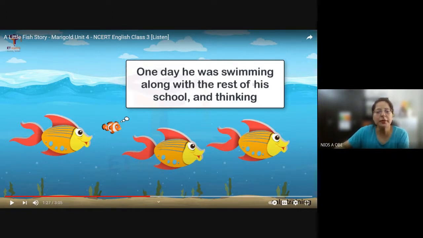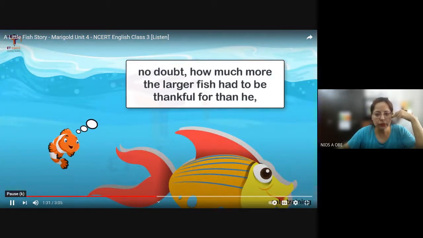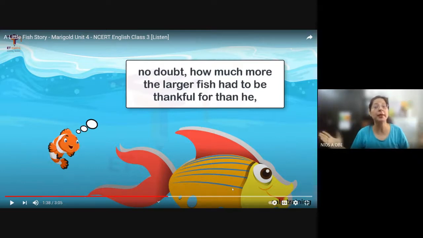So one day, this fish was swimming with the rest of his friends, and he was thinking, how much more the larger fish have to be thankful for. So this little fish was thinking, how much more the larger fish had to be thankful for. Means these big fish have so much to be thankful about. Thank you, I am so big.